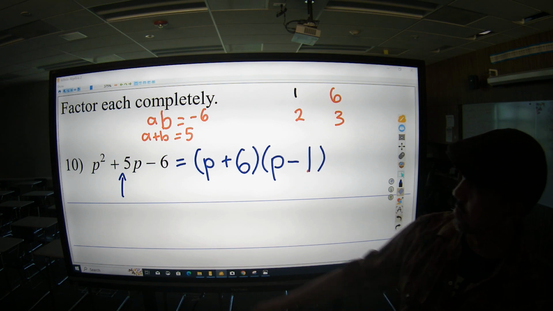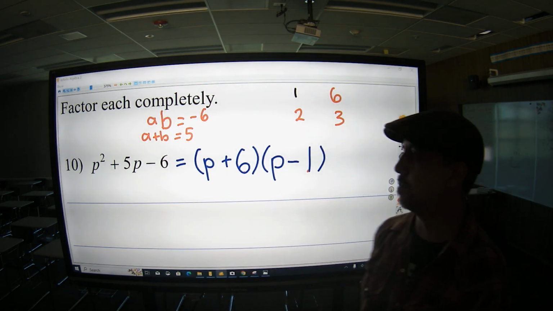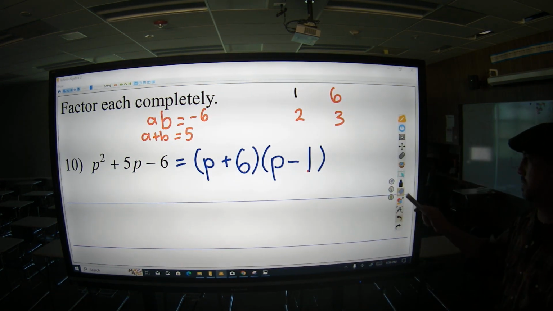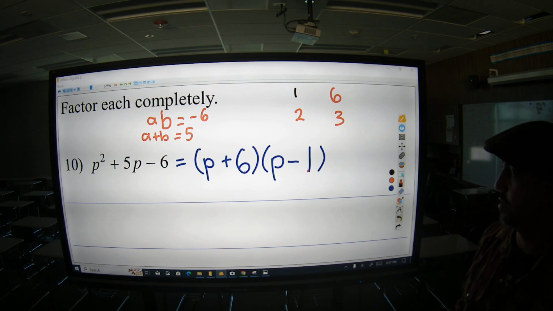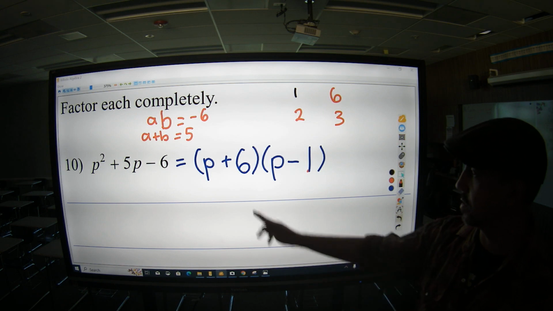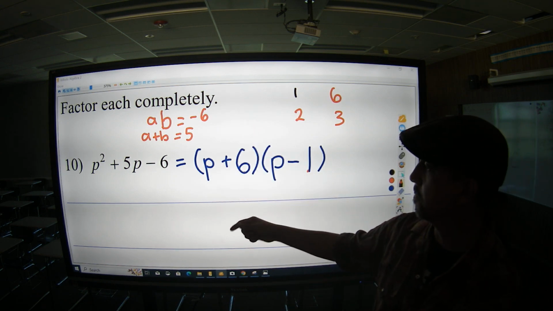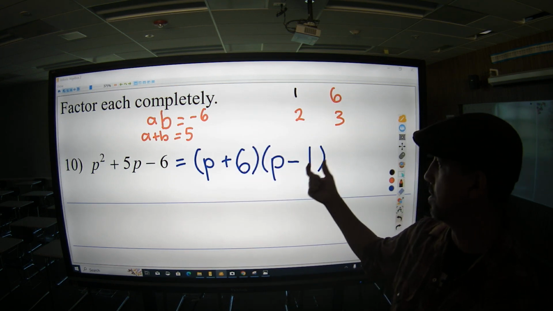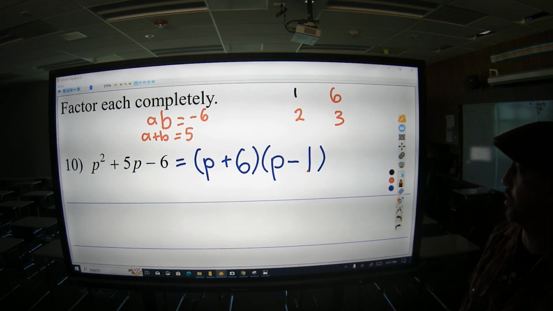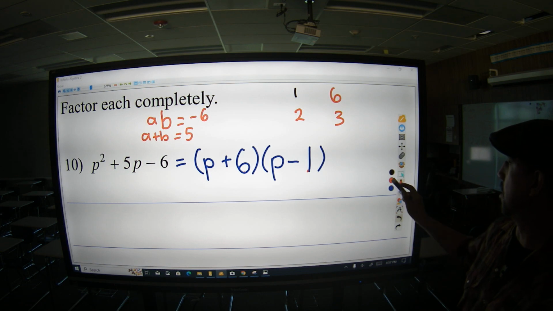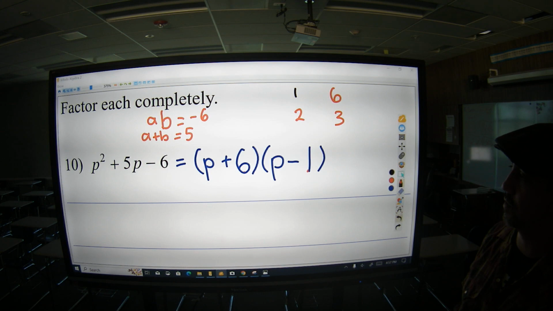Now, to figure out why this works, we could do what we did on the last set of multiplying binomials out, and we could see that, in fact, we get the right answer. There's a little bit of intuition that you have to develop to get these problems correctly. But again, these numbers do what we want them to do, right? 6 times negative 1 makes negative 6, and 6 plus negative 1 makes positive 5. So that's really all that's happening here. Again, you should always feel free to check your own work.